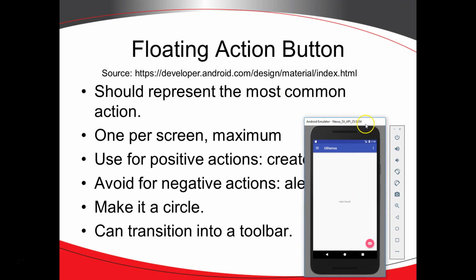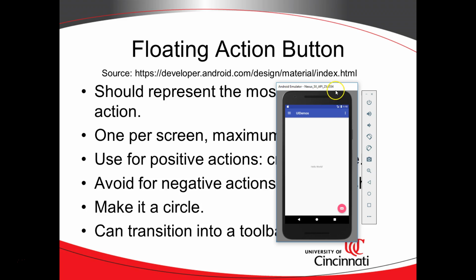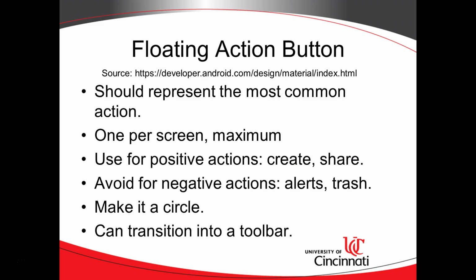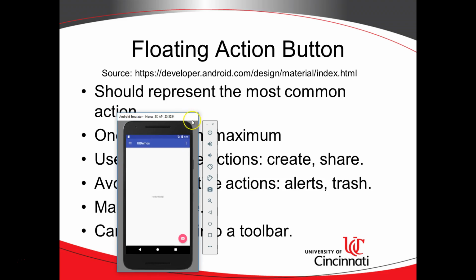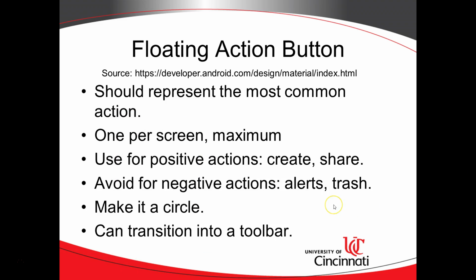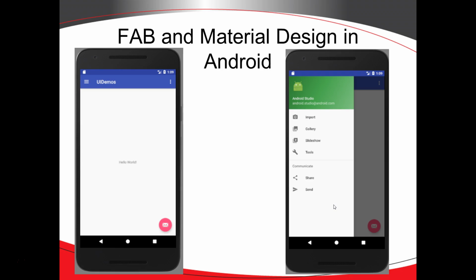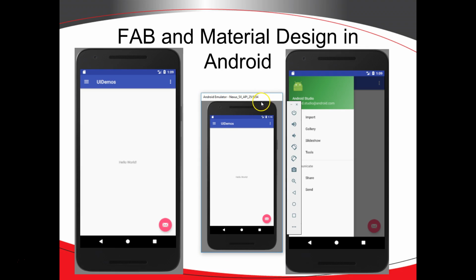Now, while you should only have one floating action button per screen, you can click on it and have it transition into a toolbar with more details as well. I don't have that set up here, but the theory is you click on this and a set of sub-menu or complementary menu options appear. So that's a floating action button, and that's a quick look at how Android supports material design with this nav drawer and floating action button.